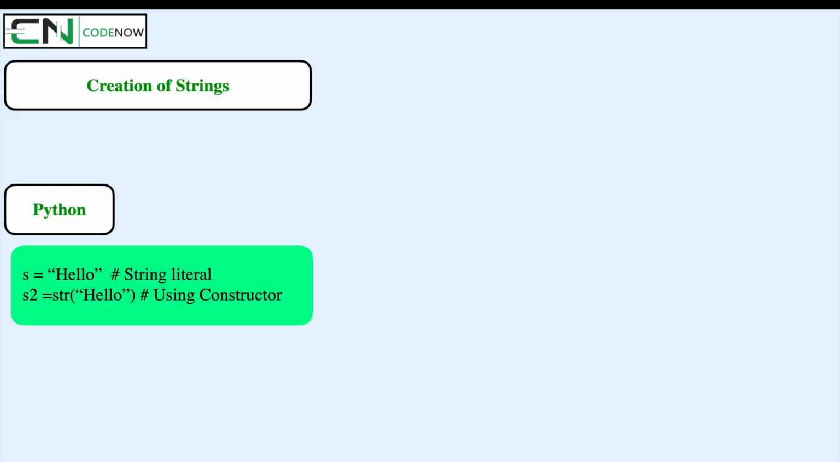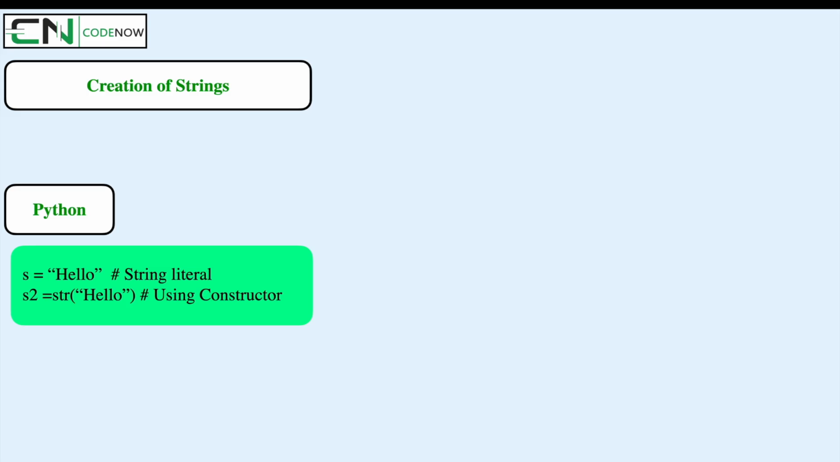A constructor is an automatically executable function of a class. Now here, what is a class? A string is a class. If we write str of "hello", it will automatically create a string "hello" for us. So this is how we create strings in Python.